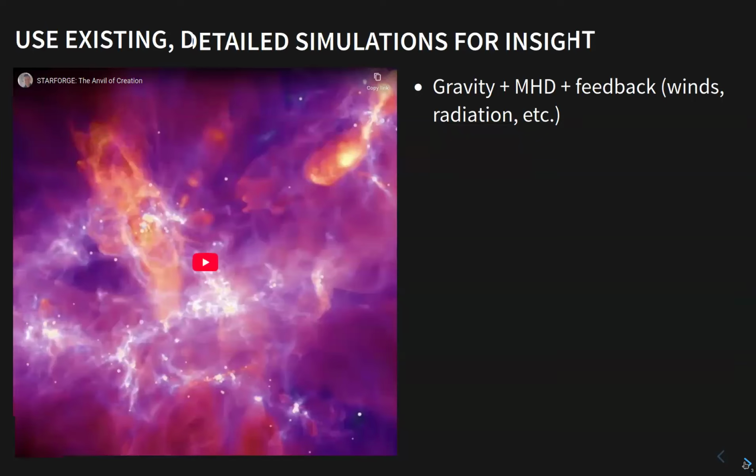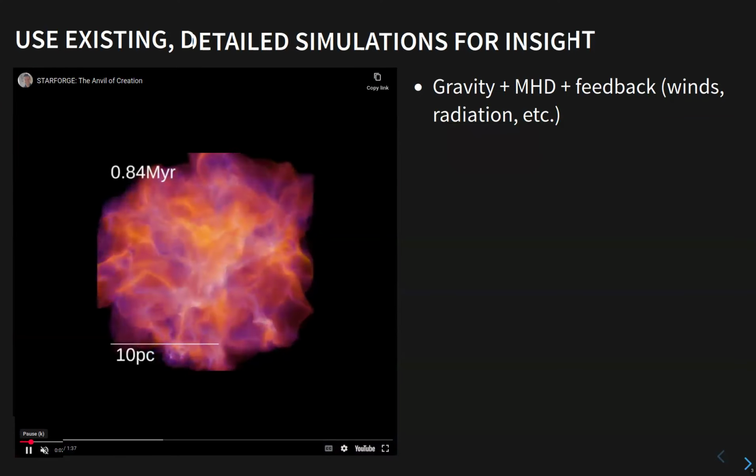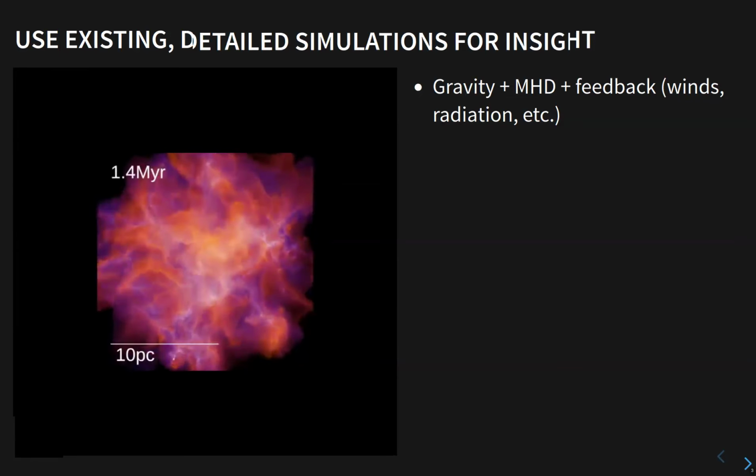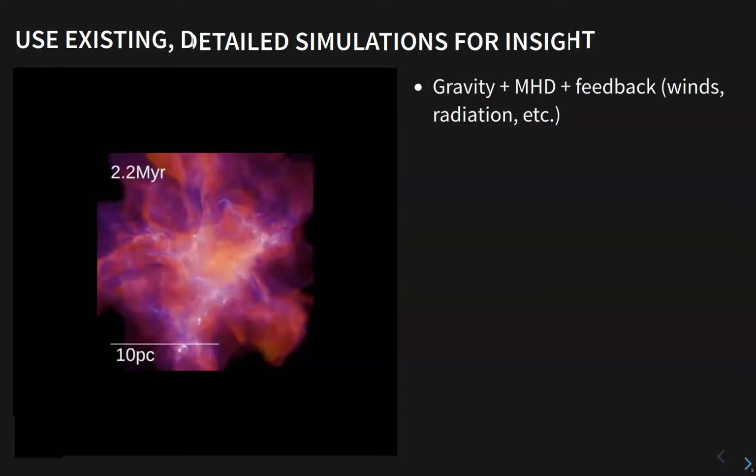These simulations have a lot of physics in them, right? Gravity, MHD, and feedback of various types, from stellar outflows like winds and jets and radiation. So this movie shows an example Starforge simulation, the anvil of creation. So you start with a spherical cloud that collapses into this filamentary structure, and you see stars in white, maybe a little hard to see, forming at nodes, a lot of the times at the intersections of these filaments.